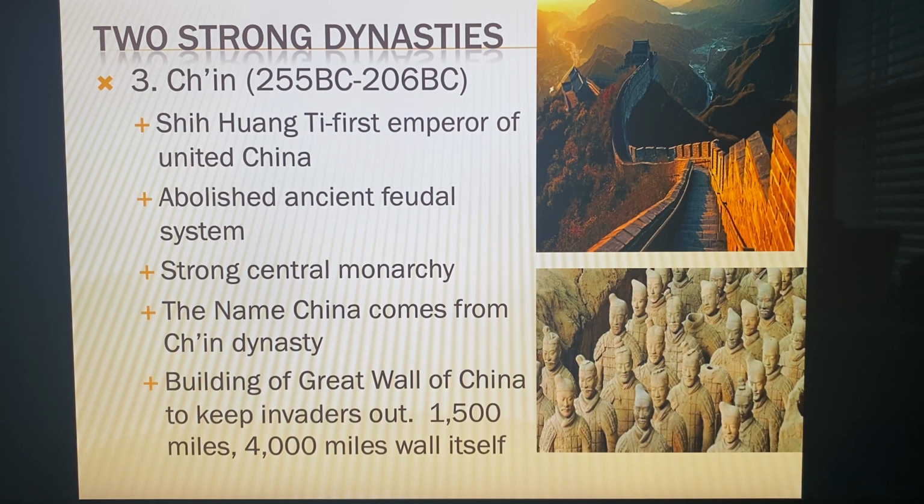The name China comes from the Qin dynasty. So when you see China, it goes back to this dynasty. Qin, China. The building of the Great Wall of China was to keep invaders out. They had these invaders coming, especially the Mongolians, who were trying to get in. So they built this Great Wall of China through about 1,500 miles. And so many people died building it that this emperor buried them right in the wall. It's kind of gross. Here's a picture of the Great Wall of China. You still can go visit it.